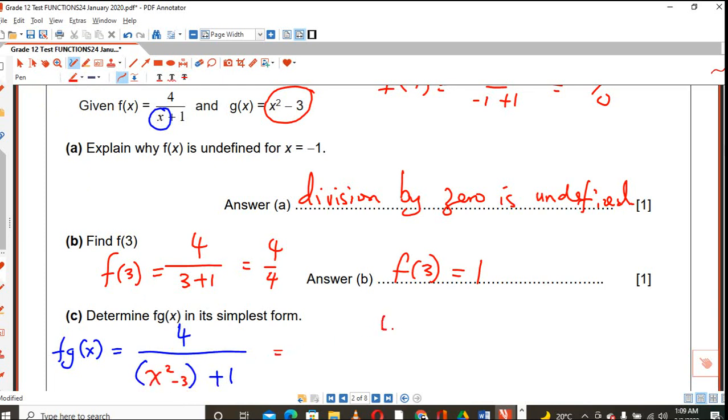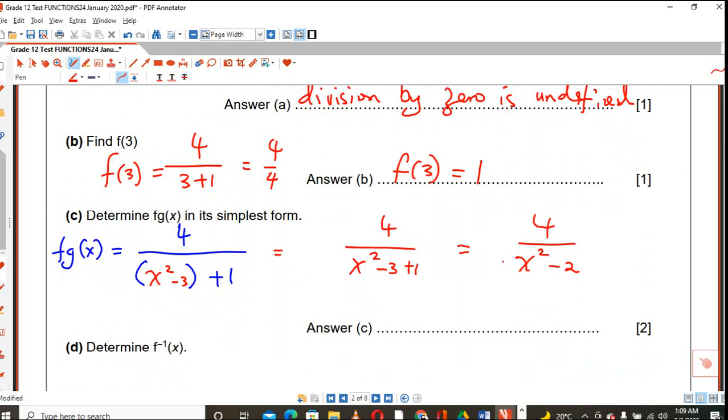So if you go ahead and clean this up, you're going to have x squared minus 3 plus 1, which is going to be 4 over x squared minus 2. And that is what we are looking at as our final answer. That's why we say you must simplify it, so that you can take this minus 3 and add 1 to it.